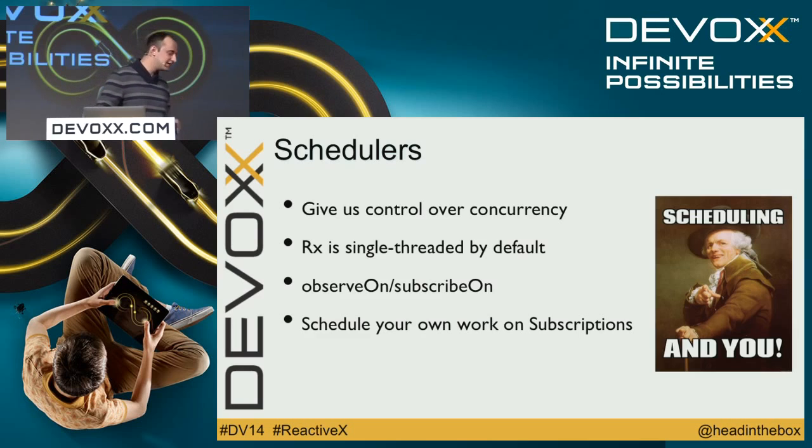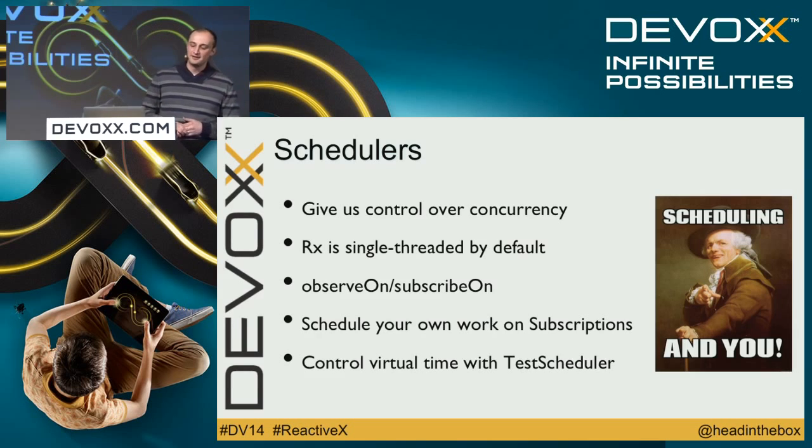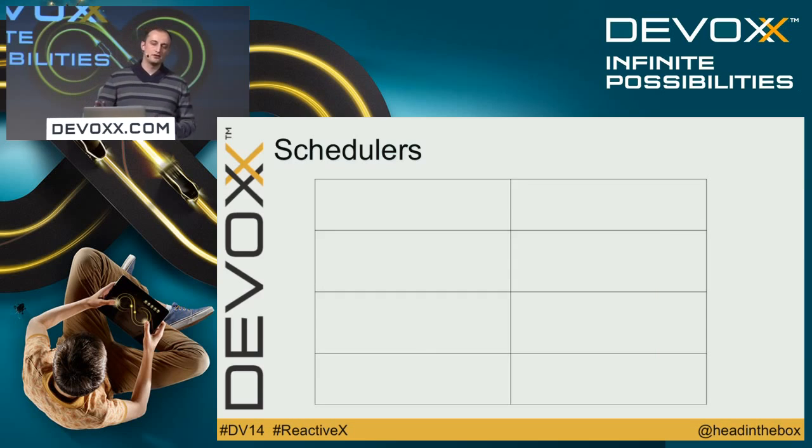And one of the really interesting and powerful things about these schedulers is that they really give you the power to become a master of time. Because like I said, Rx virtualizes time. And with the test scheduler, you can control the time basically of the operation of an observable. And I will show a demo of that as well. There are a lot of schedulers, but I will discuss the four most important ones.